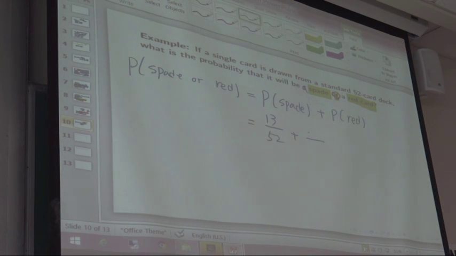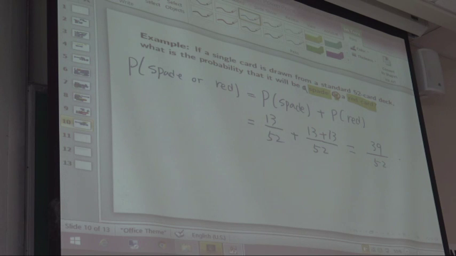Let's write down 13 plus 13 over 52, because 13 for the heart and 13 for the diamond. That's the red. So you know the cards, right? I think usually the boys play cards, but not sure about the girls. So that's 39 over 52.